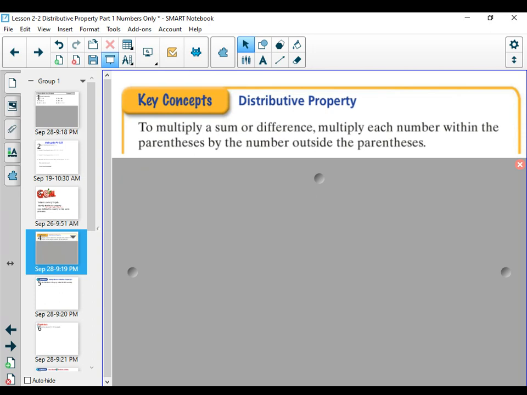It says to multiply a sum or difference. Sum means add, difference means subtract. Multiply each number in the parentheses by the number outside the parentheses. And you know what's really hard to do? Write if I change the screen. So if you need more time to write, pause.